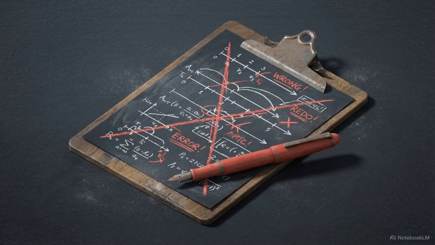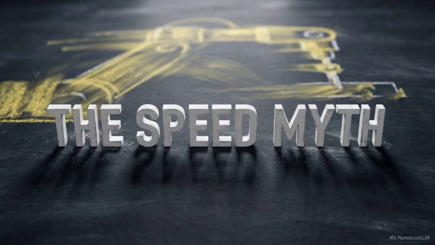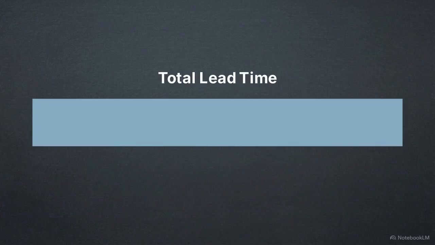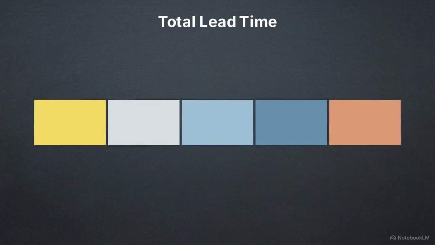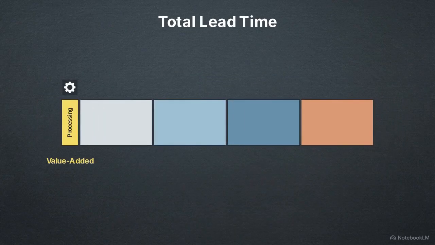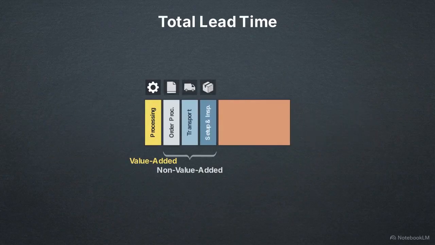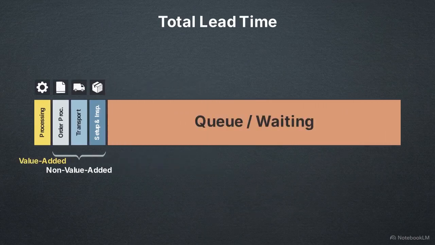When diagnosing those time hemorrhages, operations managers often run into a persistent fallacy, the assumption that processing time makes up the majority of lead time. This chart deconstructs lead time into discrete components. We isolate processing and production first, often the only true value-added time. The remaining footprint is non-value-added: order processing, setup, transportation, and inspection. But the most significant component is queue time, which dominates the total delay.